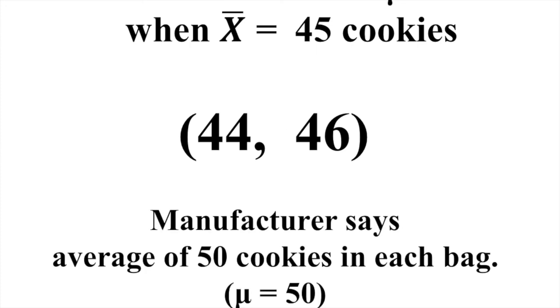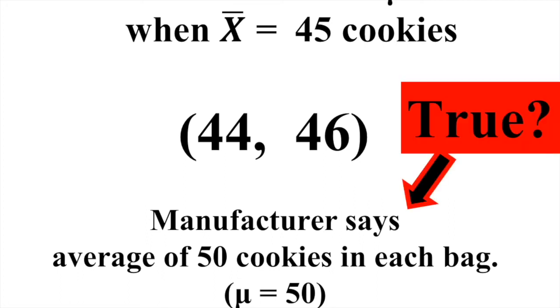In our question, we wanted to test the claim that the manufacturer says the average number of cookies in each bag is 50. So does 50 lie within our confidence interval? Considering the confidence interval you calculated based on the sample of 100 bags of cookies, I'll leave it up to you to decide whether the manufacturer's claim is true.